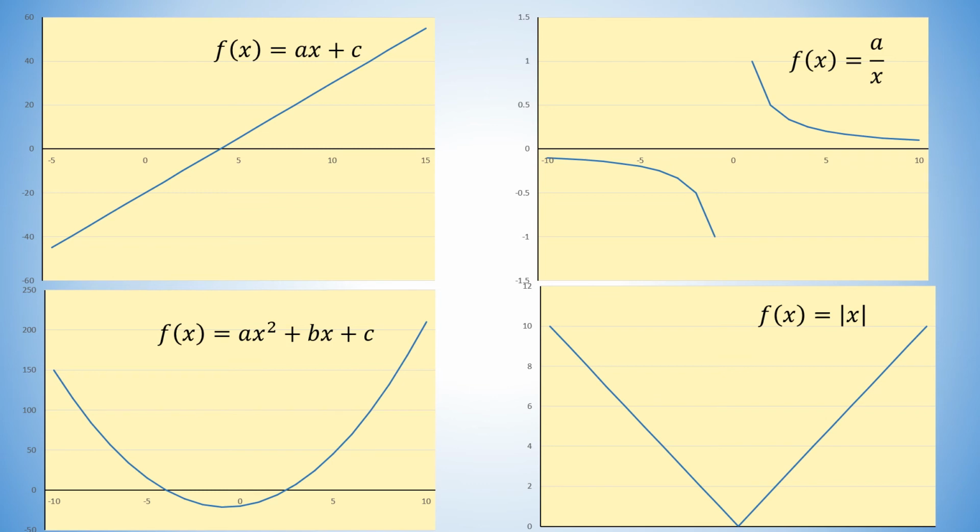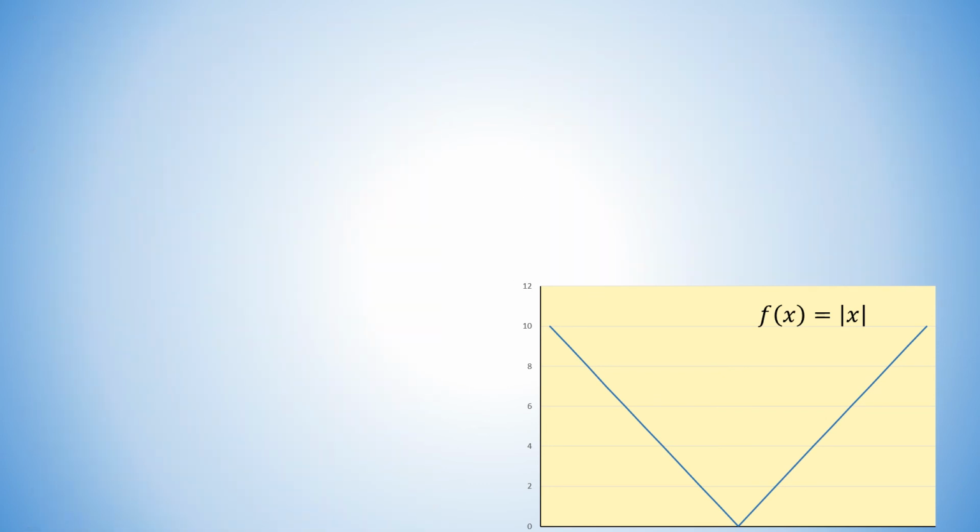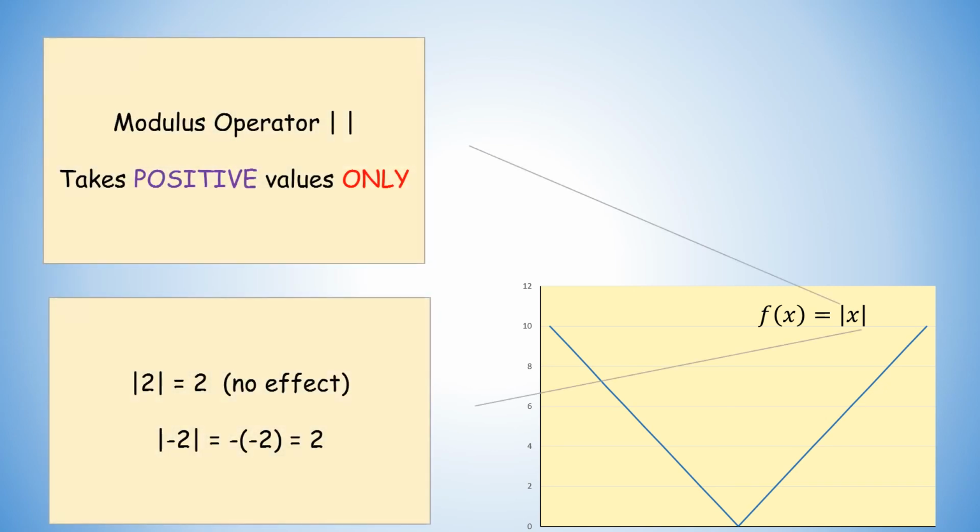The modulus is a new operator that you'll be seeing pretty often. The modulus of any number is simply the positive value or absolute value of that number. So the modulus has no effect on positive numbers, and takes the negative value of a negative number to make it positive. Remember, the modulus only ever returns positive values.